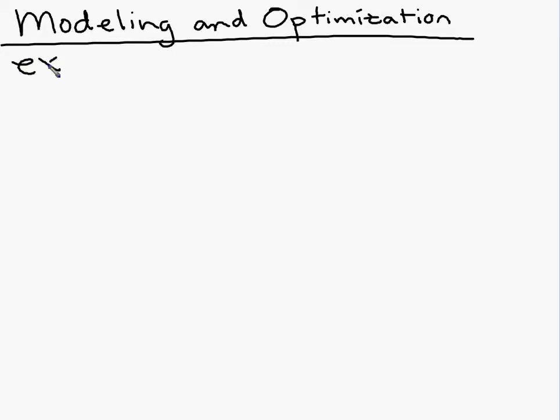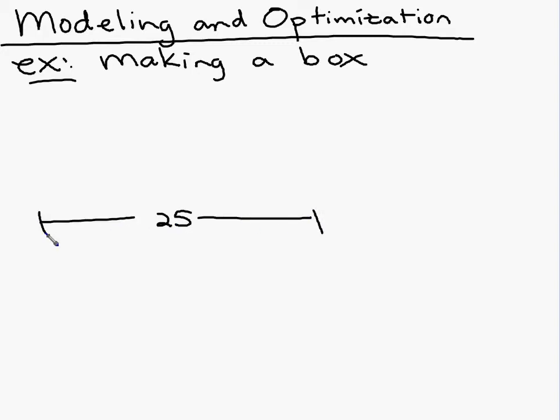So we're going to go right to an example here of making a box. And this is going to be a very simple box. It's probably going to be a very weak box, to be honest with you, because all we're going to do is take a square piece of cardboard, and let's say that the cardboard was 25 inches this way, and it's 20 inches this way.